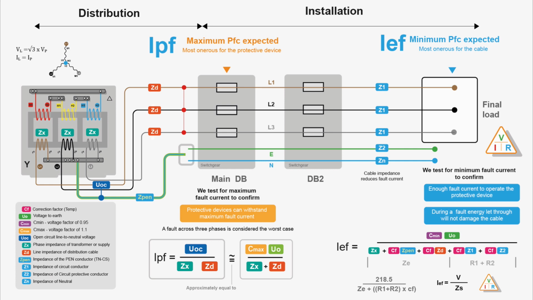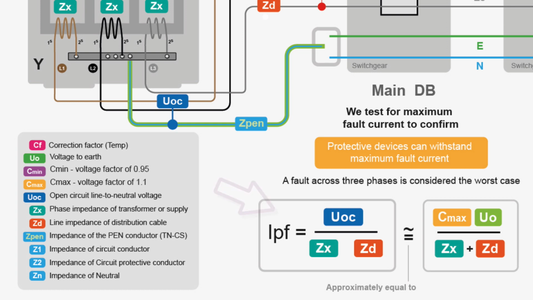IPF, maximum fault current, equals UOC divided by ZX plus ZD. UOC is open circuit line to neutral voltage. ZX is phase impedance of transformer or supply. And ZD is the line impedance of the distribution cable.